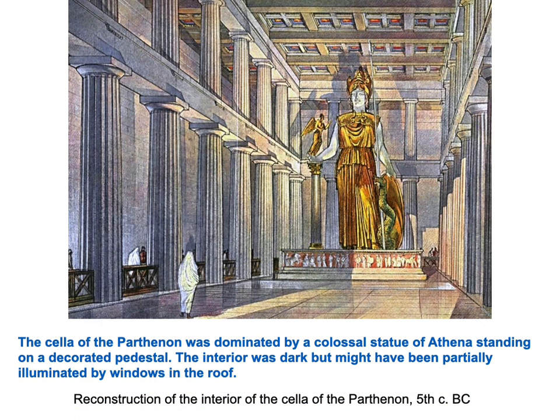The interior sacred chamber of the Parthenon, called the cella, was dominated by a colossal statue of Athena, which stood on a decorated pedestal. The interior of the temple was dark, but it might have been partially illuminated by windows in the roof.